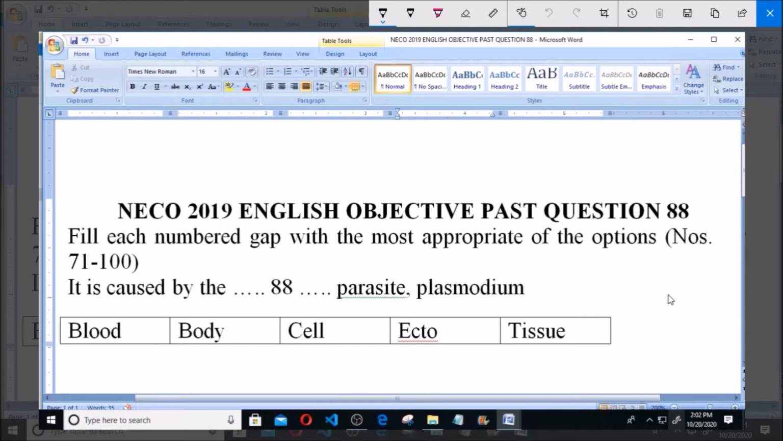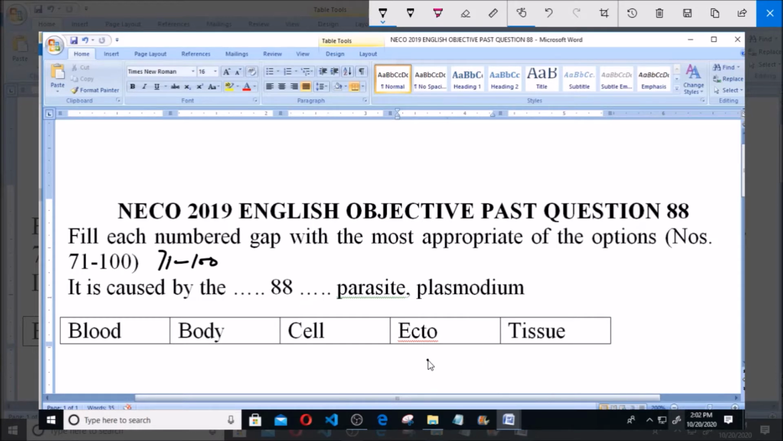Question number 88. And to this question, the instructions say fill each numbered gap with the most appropriate of the options. Question number 71 to 80. We are to apply this instruction to them. And to question number 88, it says that it is caused by the dash parasite plasmodium.